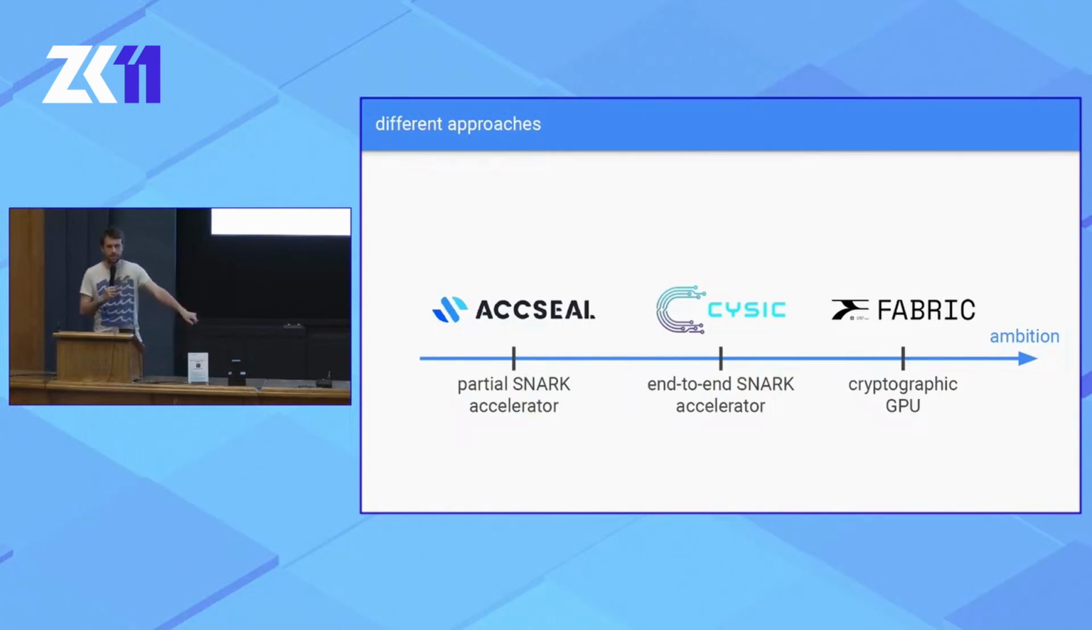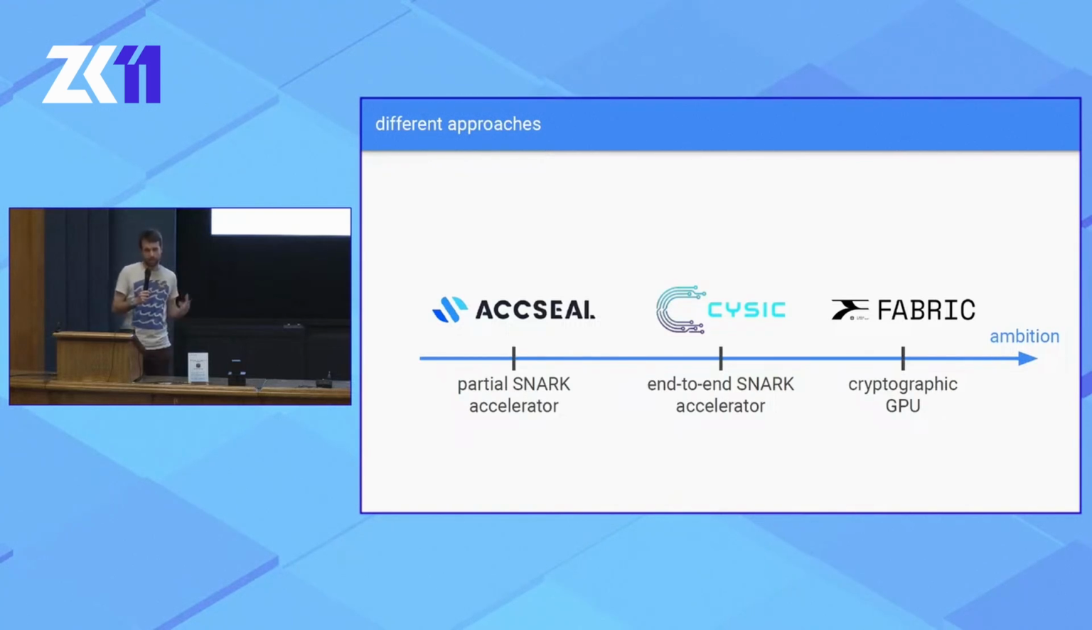Now, Axial is only one of the 3 companies in the first category. The other 2 are SISIC and Fabric. And you could kind of think of them as varying in ambition in what they're trying to build for their very first chip. So SISIC, unlike Axial, which is doing this partial SNARK acceleration, only the heavy-duty MSMs and NTTs, they want to do the whole end-to-end proving.